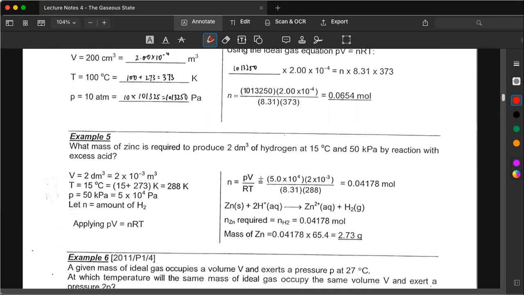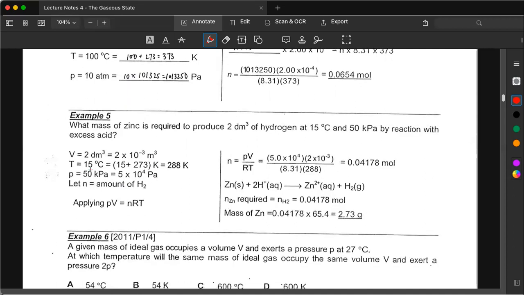Now, another example to reinforce the understanding: what mass of zinc is required to produce 2 dm³ of hydrogen at 15 degrees Celsius and 50 kilopascal by reaction with excess acid. In this question, we will work backward. We will find the moles of hydrogen, then work out the moles of zinc, and then the mass of zinc required. Hydrogen has a volume of 2 dm³, which is not the SI unit, so we convert it to m³ by dividing by 1000, which is 2 times 10 to the power of negative 3.